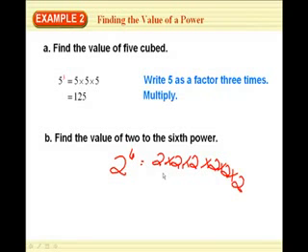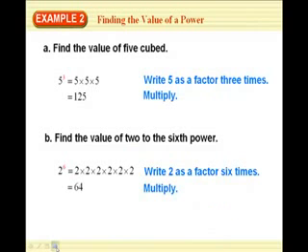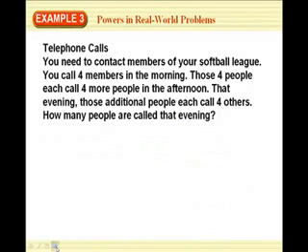And value means the answer, so I'm going 2 times 2 is 4, times 2 is 8, times 2 is 16, times 2 is 32, times 2 is 64. So 2 to the 6th power then would be 64. See, they wrote them. There's all those 2's, and they got 64. Works out good.